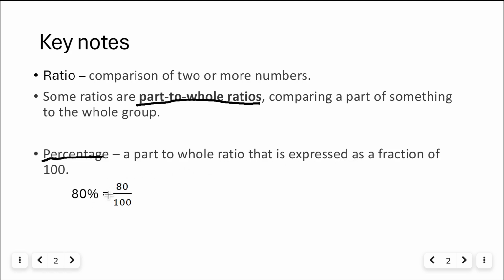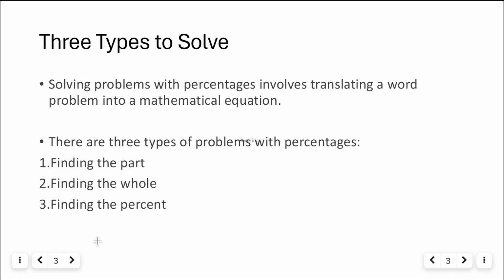So for example, you probably remember this, hopefully, that 80% we would write as 80 over 100. Okay. So what's going to be important here are these ratios that we're going to write down are all going to be part to whole ratios. So let's talk about how we're going to write them. There are three types of different percent problems that we can solve. We can find the part, we can find the whole, or we can find the percent.